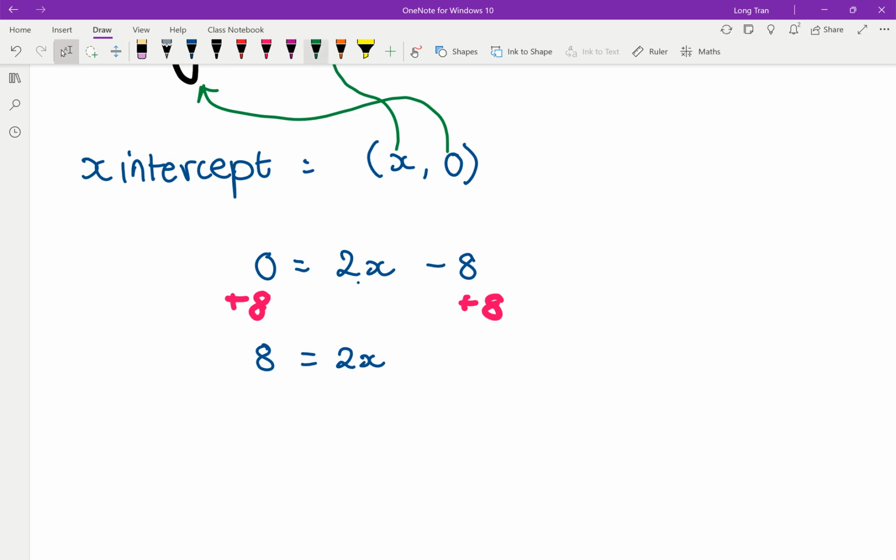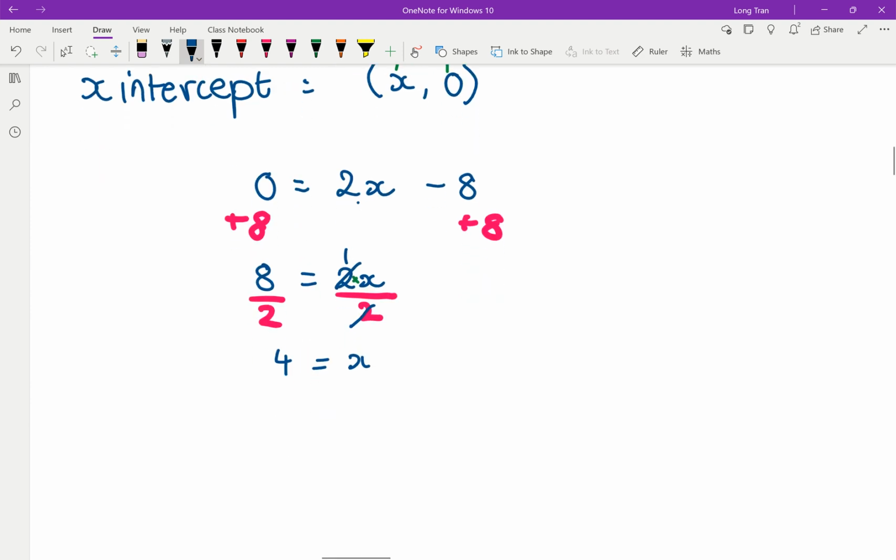And over here, remember that 2x means 2 times x. So the opposite of multiplying the 2 by x, because we just want x, is to divide. The opposite of times is divide. And what am I dividing? I'm dividing both sides by 2 so that it cancels out. 2 divided by 2 is 1, and 1 times x is x on the right-hand side, whilst 8 divided by 2 is 4.